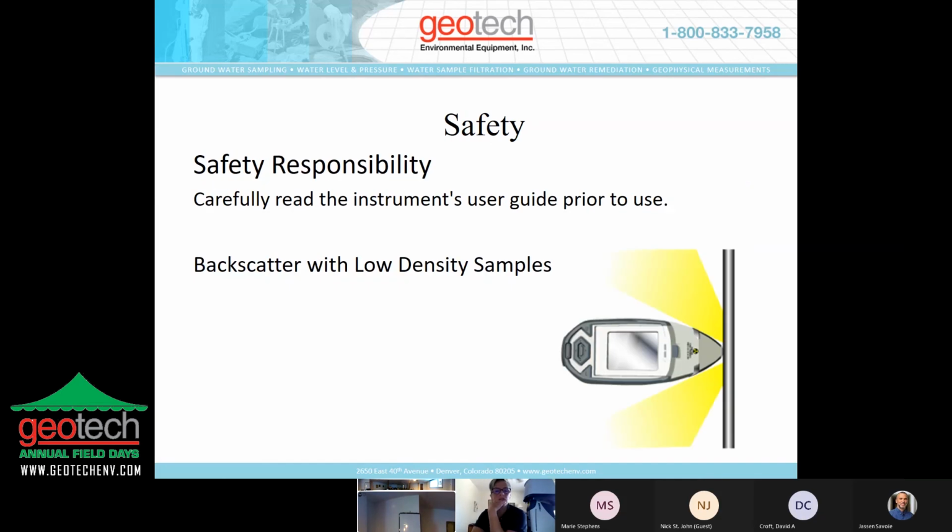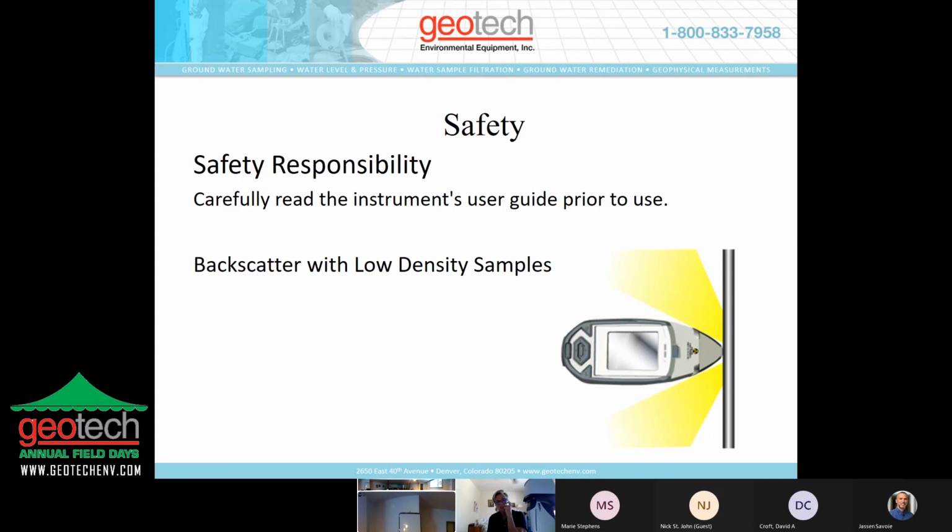So it's your responsibility when you rent an XRF. It's important to know when the primary beam is open. You don't point it at yourself. You don't point it at anybody else. You just act responsibly, as well as know what you're shooting.